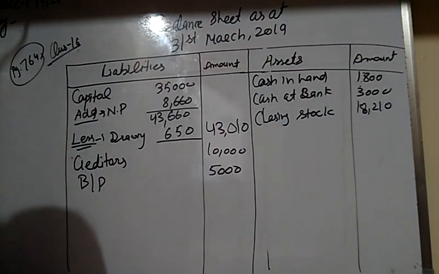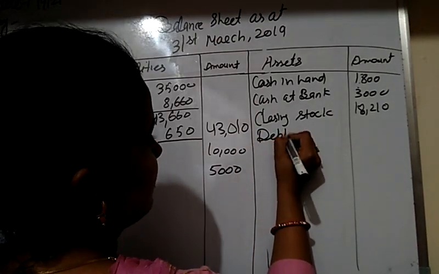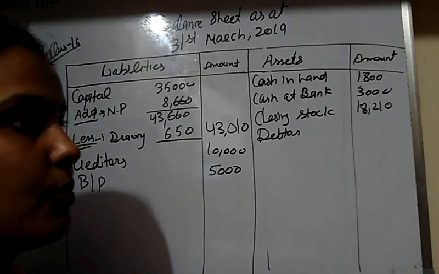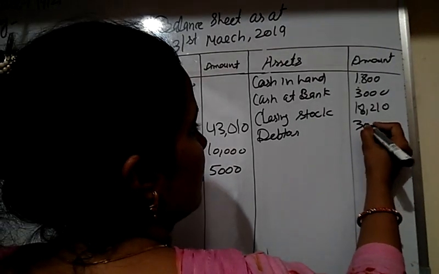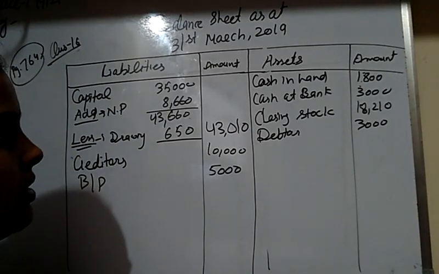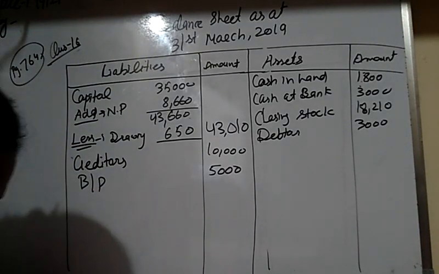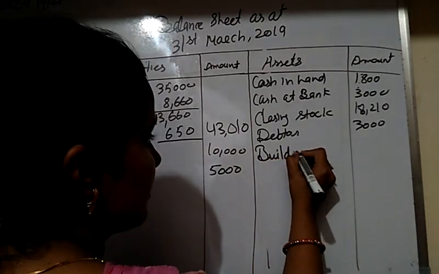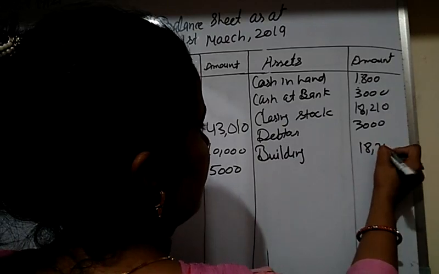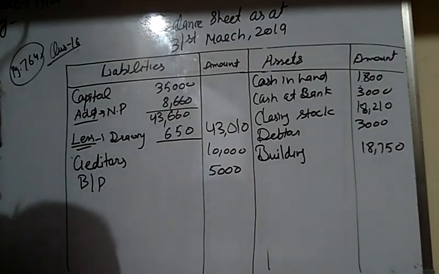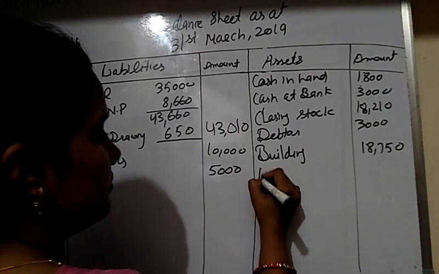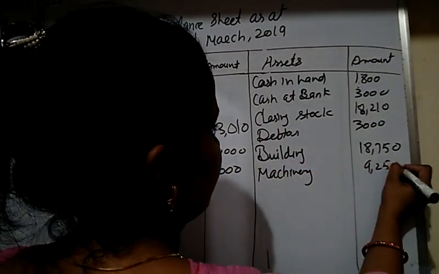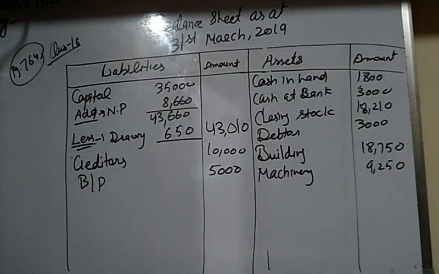Next is debtors. The debtors amount is 7,000. Debtors are current assets of the company, because debtors are the persons who owe money to the business. Building amount is 18,750. Building is a fixed asset. The last asset is machinery, which is also a fixed asset, 9,250. Okay, so all assets are done.